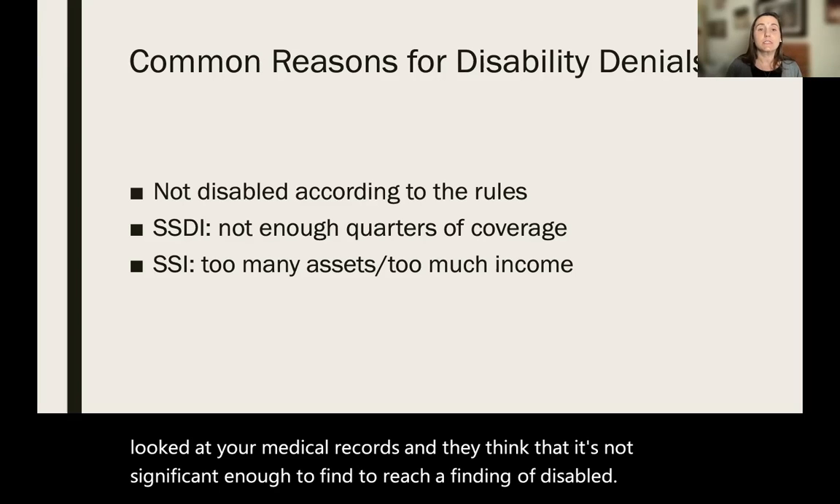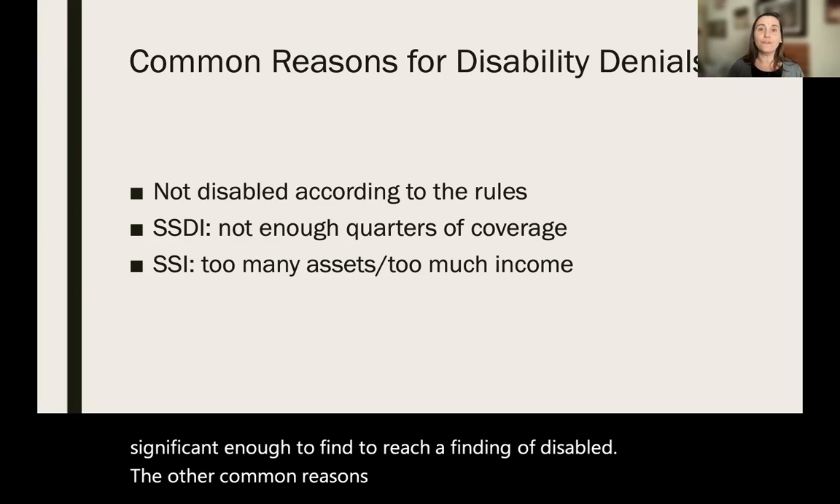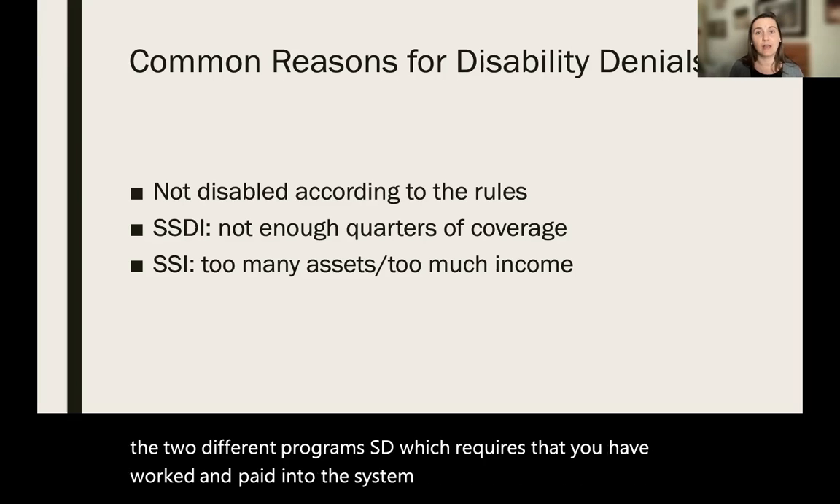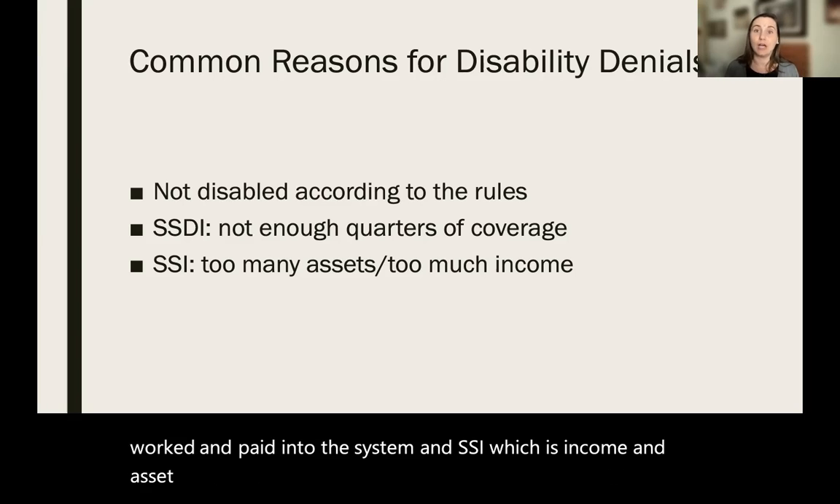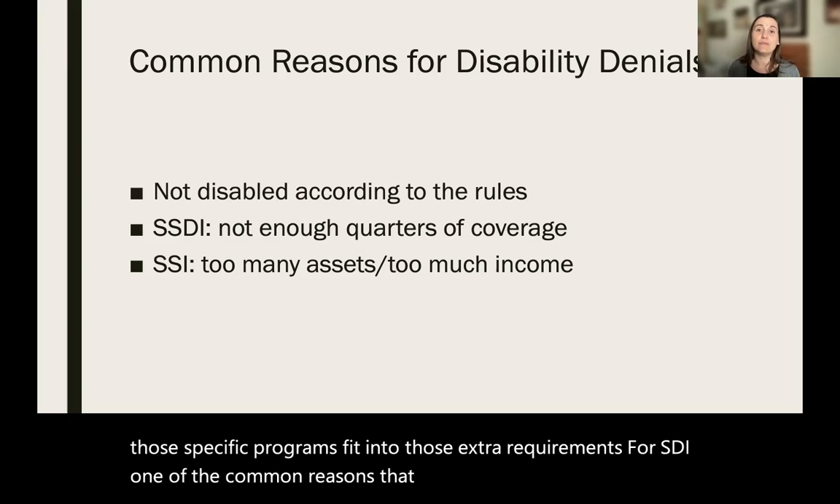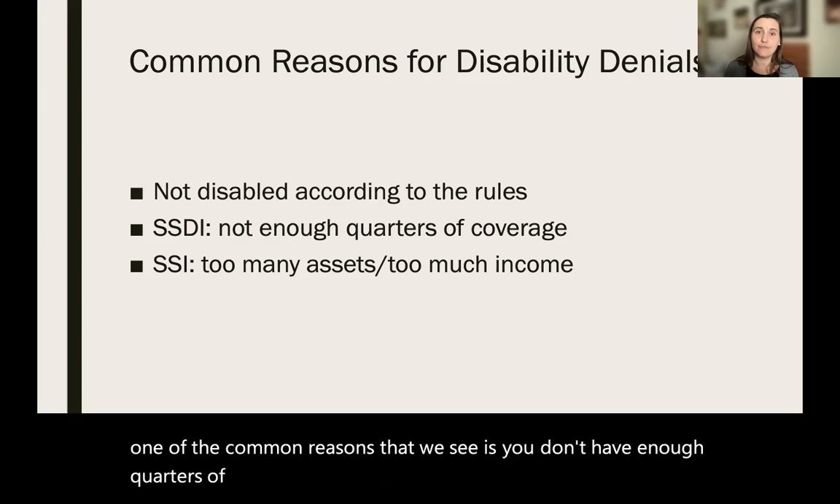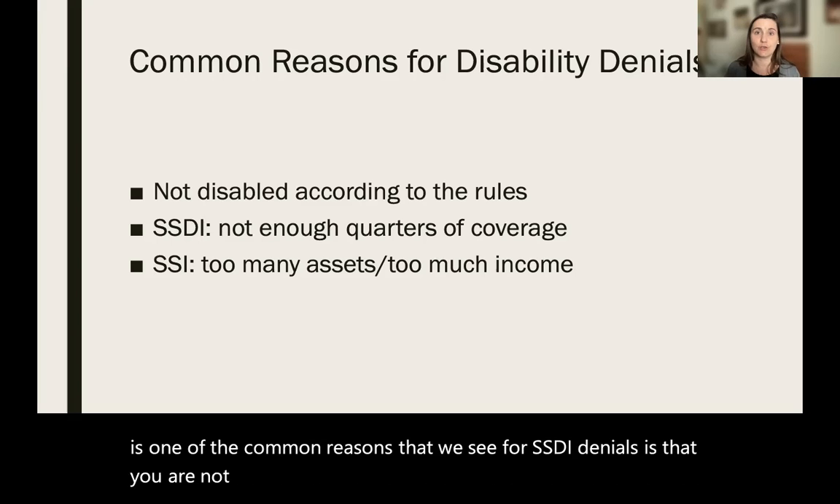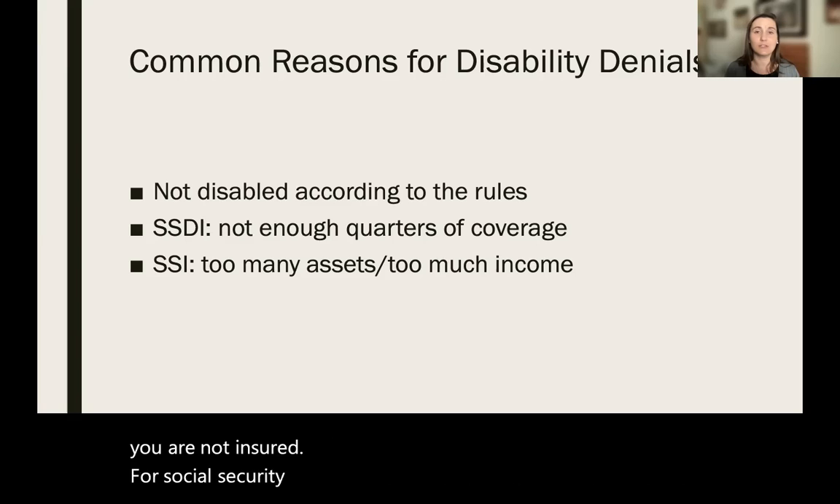The other common reasons are one for each program. So there's the 2 different programs, SSDI, which requires that you have worked and paid into the system, and SSI, which is income and asset restricted. So the common reasons for those denials with those specific programs fit into those extra requirements. For SSDI, one of the common reasons that we see is you don't have enough quarters of coverage. We'll get into that in a few minutes, but that is one of the common reasons that we see for SSDI denials: that you are not insured for Social Security disability benefits. Doesn't have anything to do with health insurance.